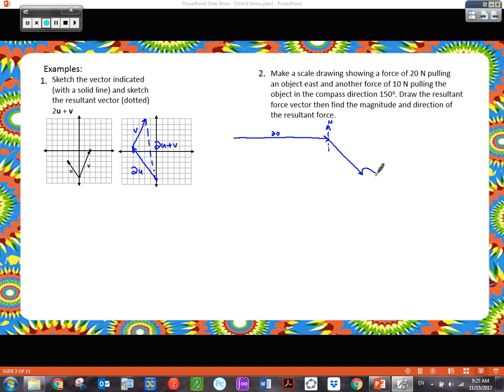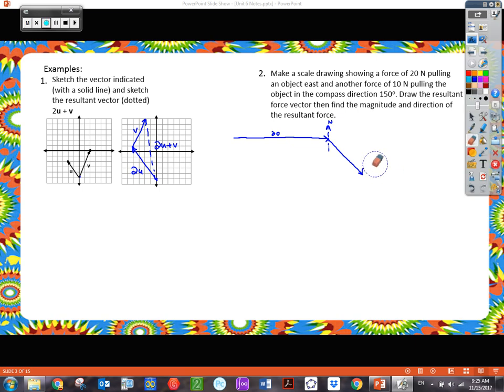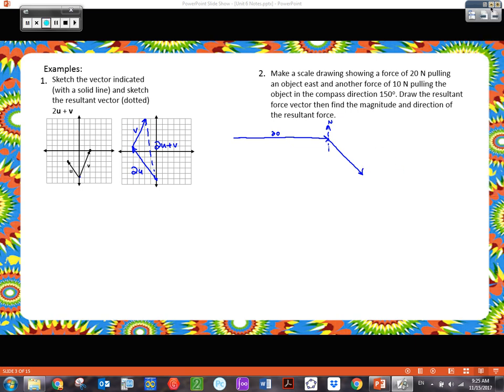And this vector, we need to try to draw it kind of to scale. This may start reminding you of something that we've done in the past. So if this is 10, we really would want this one to be twice as long. And that's close. It doesn't have to be perfect, but it needs to be kind of close. This angle measure right here is 150 degrees.